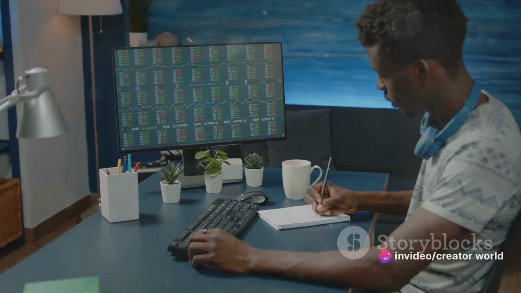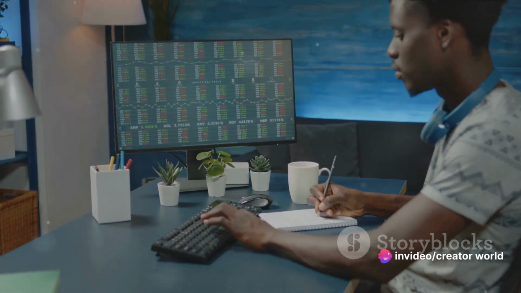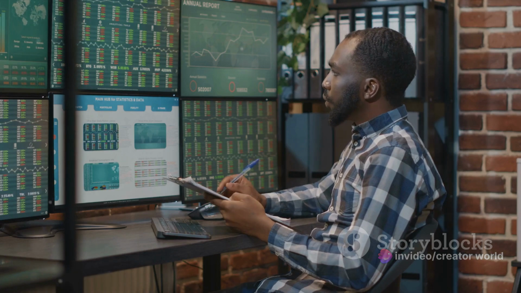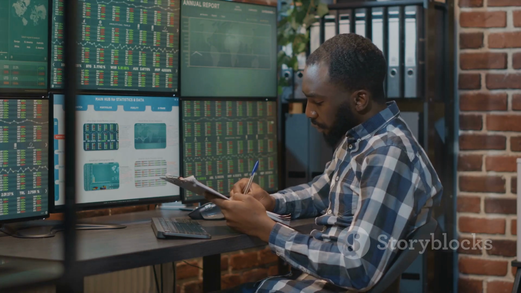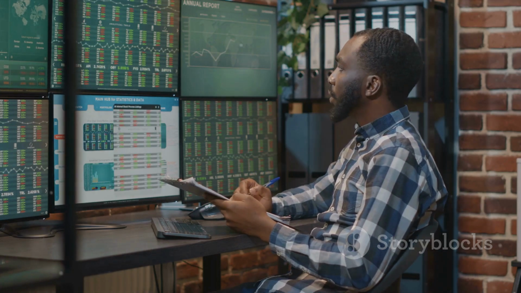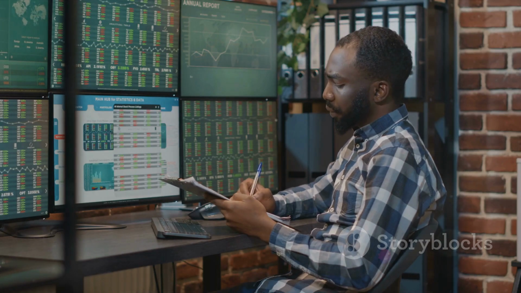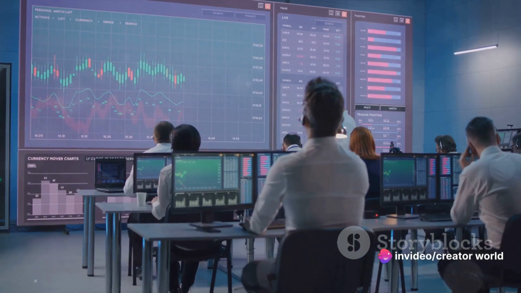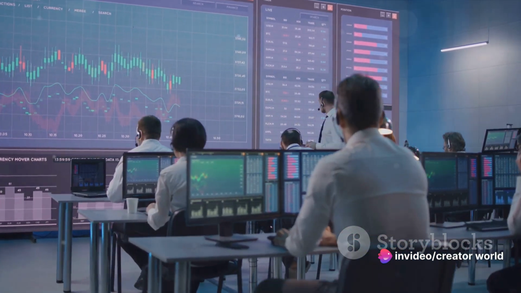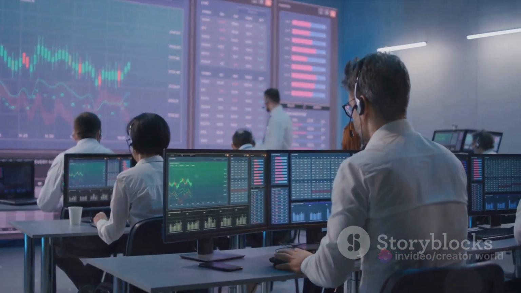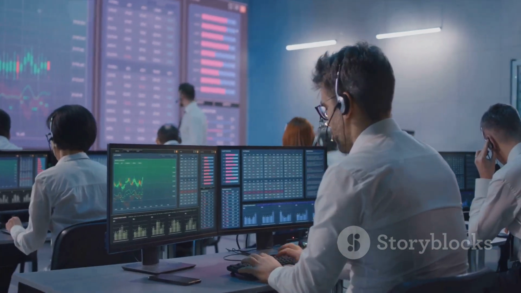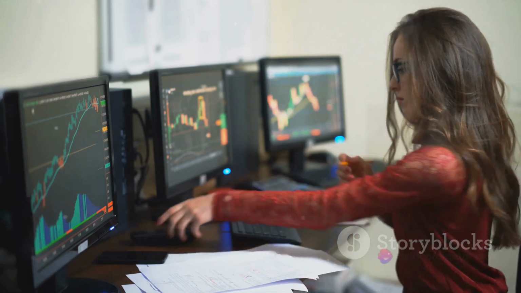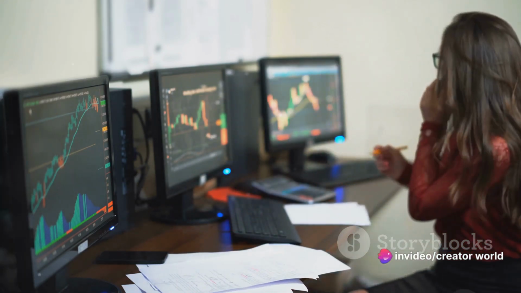The ninth step is record your trades, including the reasons behind each trade, the entry and exit points, and the outcome. Reviewing your journal will help you identify patterns, strengths, and weaknesses in your trading strategy. The 10th step is stay updated with market trends, attend webinars and seminars, read books and articles, and learn from experienced traders. The more you learn, the better equipped you'll be to adapt to changing market conditions.